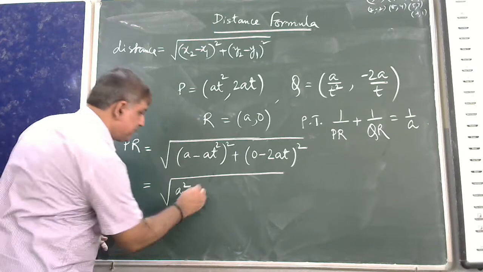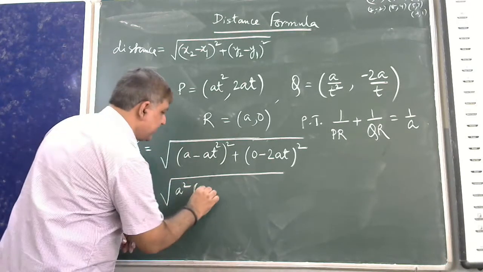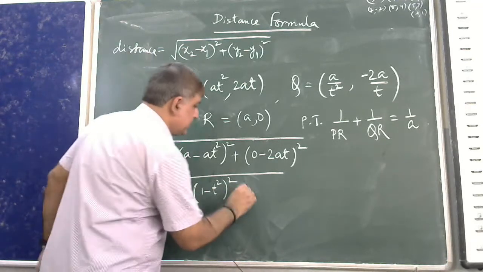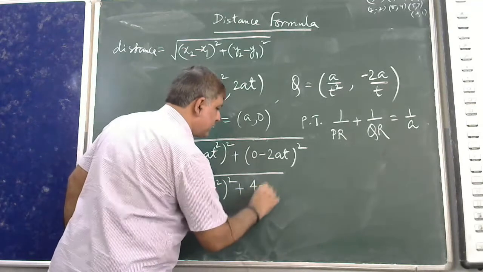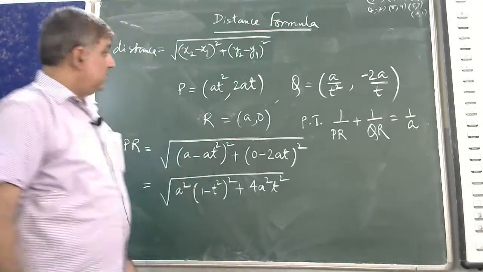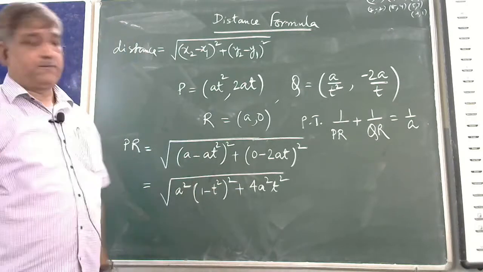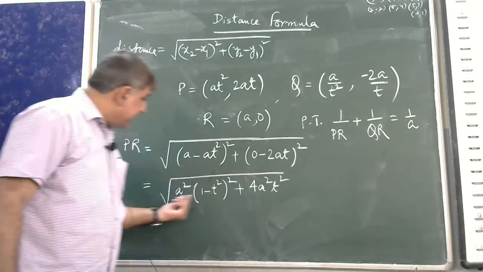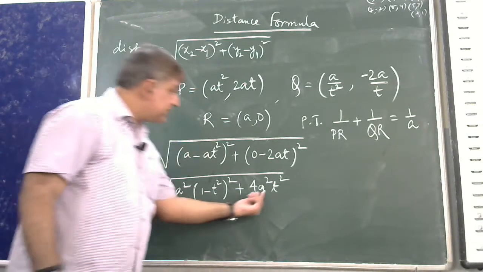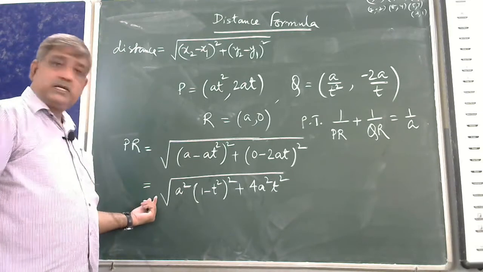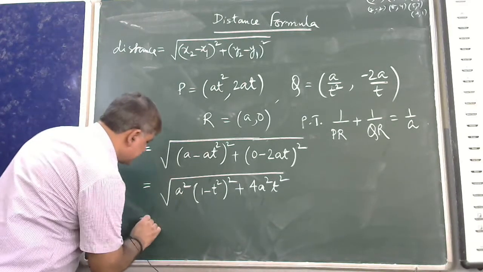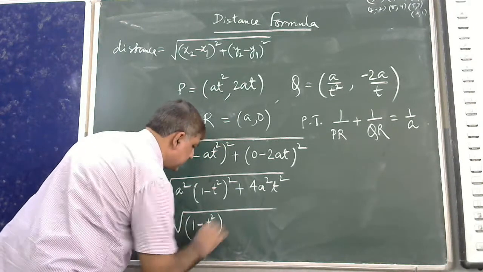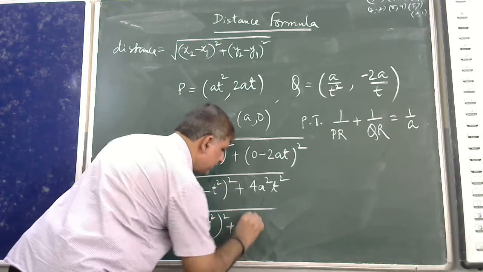Finally, what will you get? Here you will get (1 minus t square) whole square, plus here you will get 4 a square t square. Now observe, you can take a square common to both, and if you take a square common, it appears here. So it becomes a root of (1 minus t square) whole square plus 4 t square.